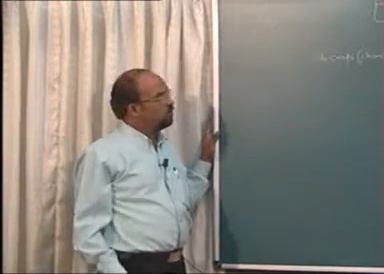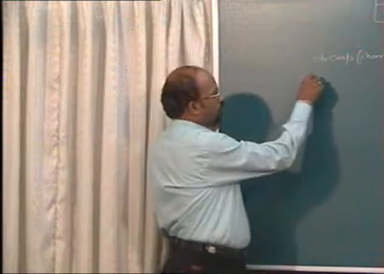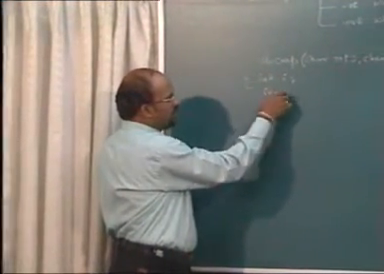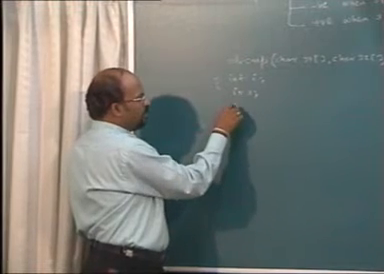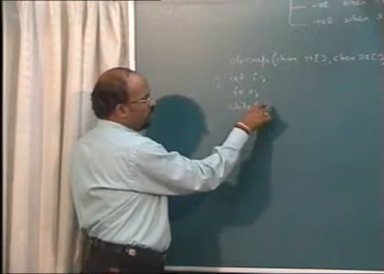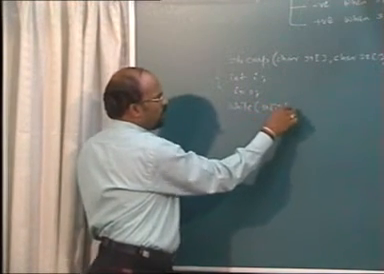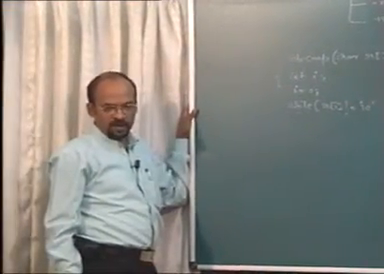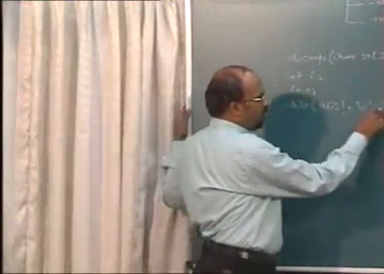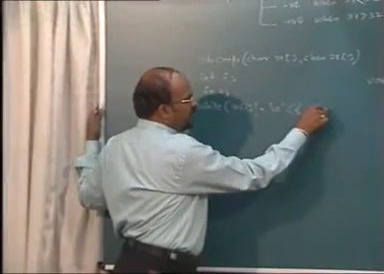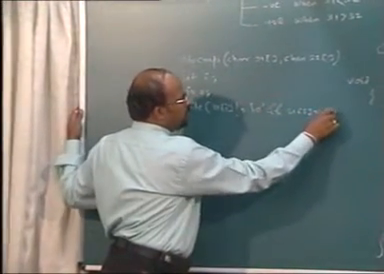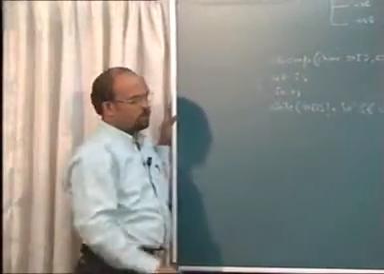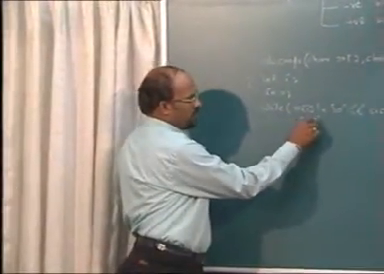Okay, so same position characters are to be compared. I don't require two indexes. I will simply say while s1 of I is not equal to \0, as long as the first string does not end, and the character at position I matches with that of character at position I in S2, go to the next character.